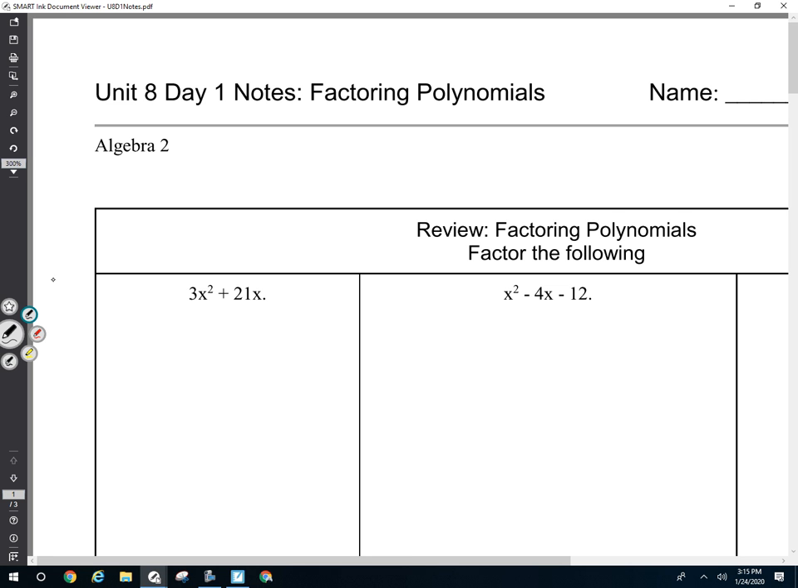Okay, ready? Step 1. And we're going to go through every single example. Okay, one step at a time. Step 1. Factor out a greatest common factor. You can write that down, Mr. Clark, okay?